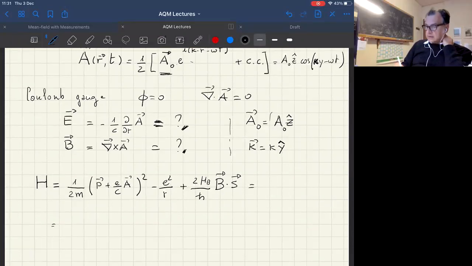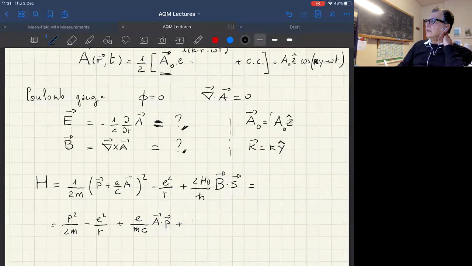So let's expand a little bit and I have p squared over 2m minus e squared over r. Then I get e over mc A dot p, plus e squared over 2mc squared A squared, plus I have the Zeeman term, which is q mu_B over h bar B dot S.